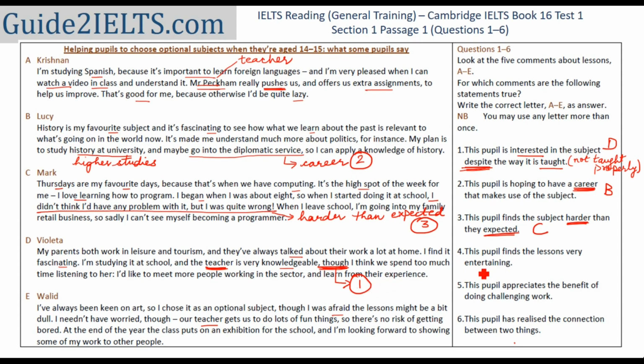This pupil finds the lessons very entertaining. The word I'm looking for is a synonym to entertaining. Something like it being fun. And I have just read E in which fun is mentioned, so it could be the answer.